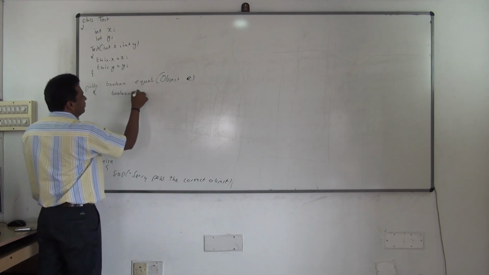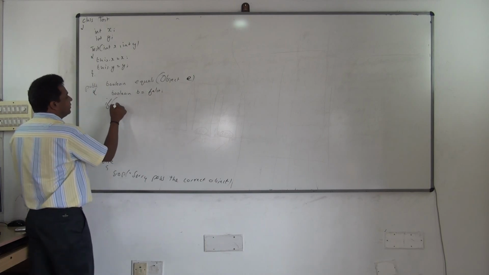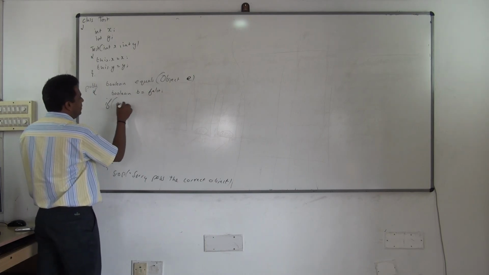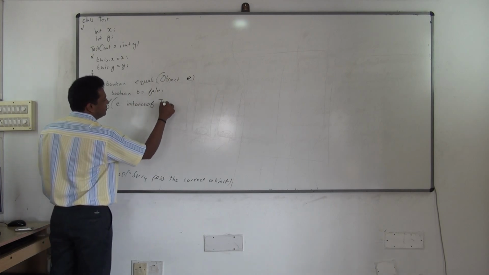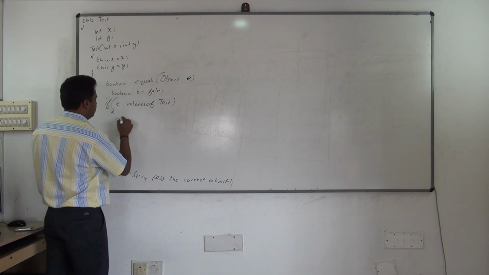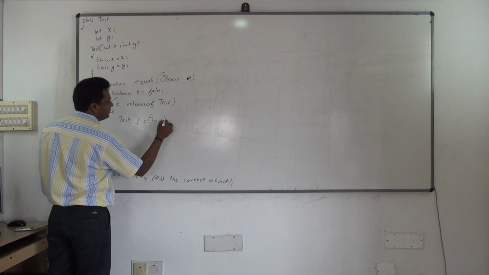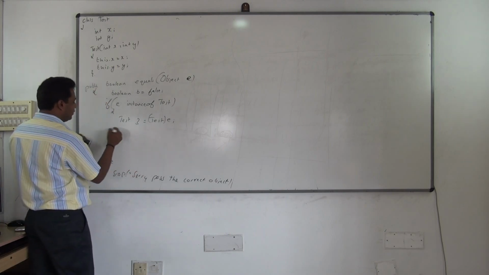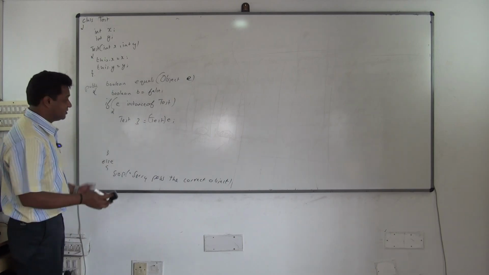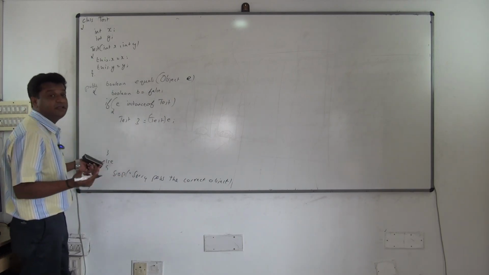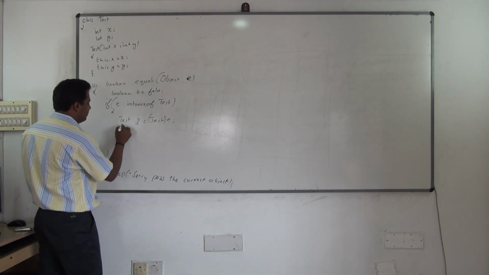Boolean b is equal to false. If e instanceof Test, then Z is equal to (Test) e. So the if condition executes, provided it's of type Test. But after typecasting, now you have to check whether the values are the same or not. So here you write one more condition.